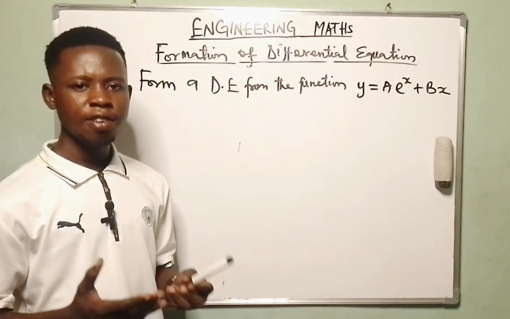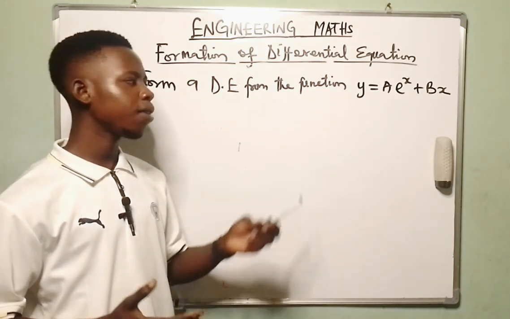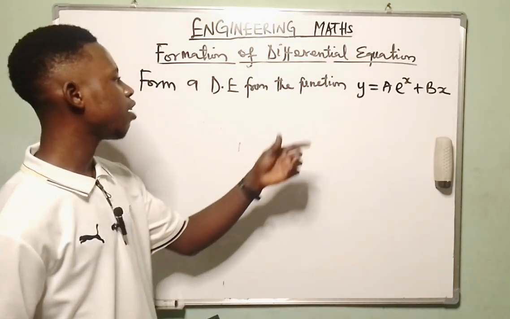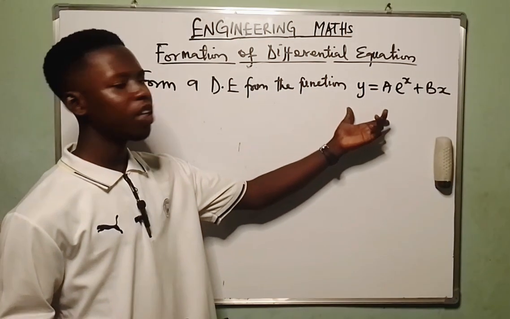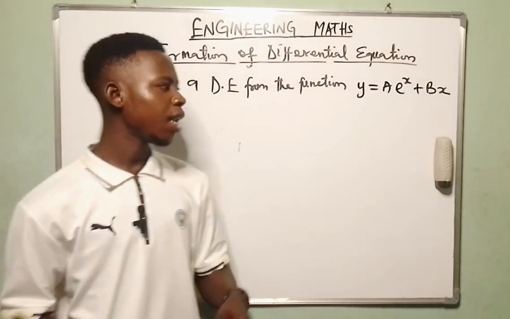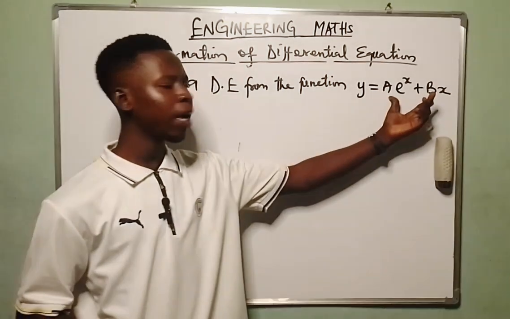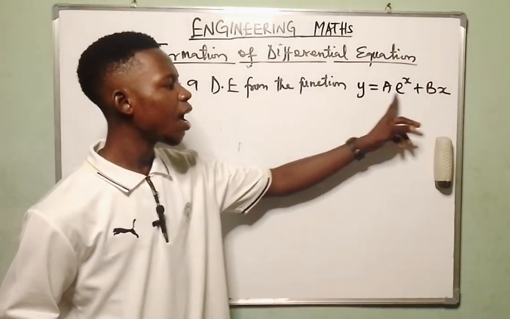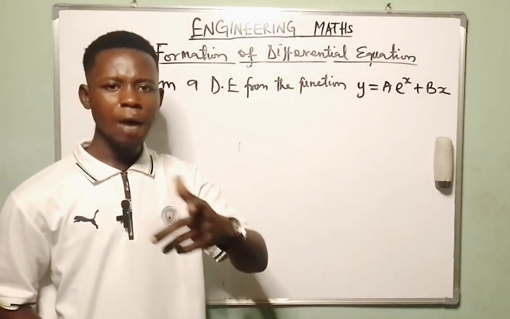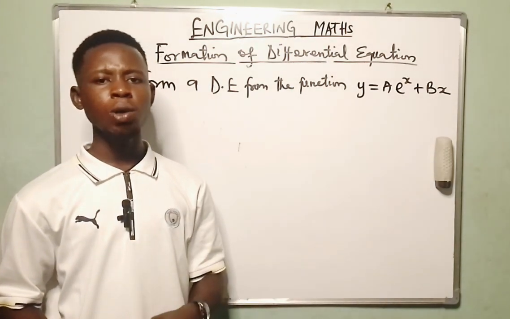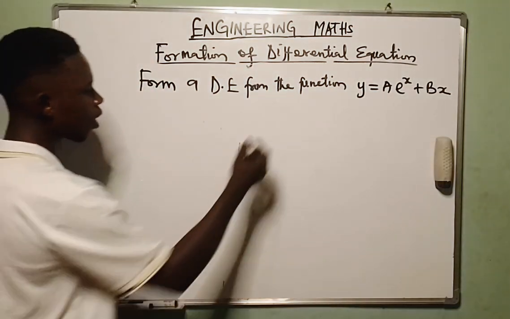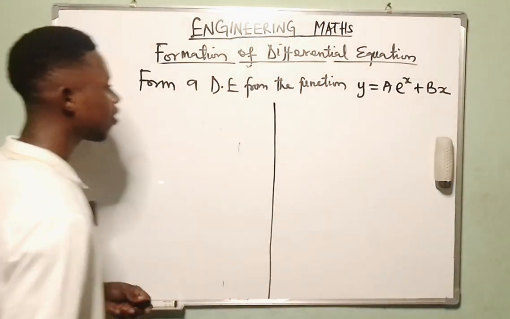Now, as I've earlier discussed in my previous class, whenever you are given a function to form a differential equation, first look at the arbitrary constants. At this point, we have two arbitrary constants, which are a and b. And what are you going to do with that? When you have two arbitrary constants, you are going to be differentiating twice. Then let us solve so that you understand better what I am saying.